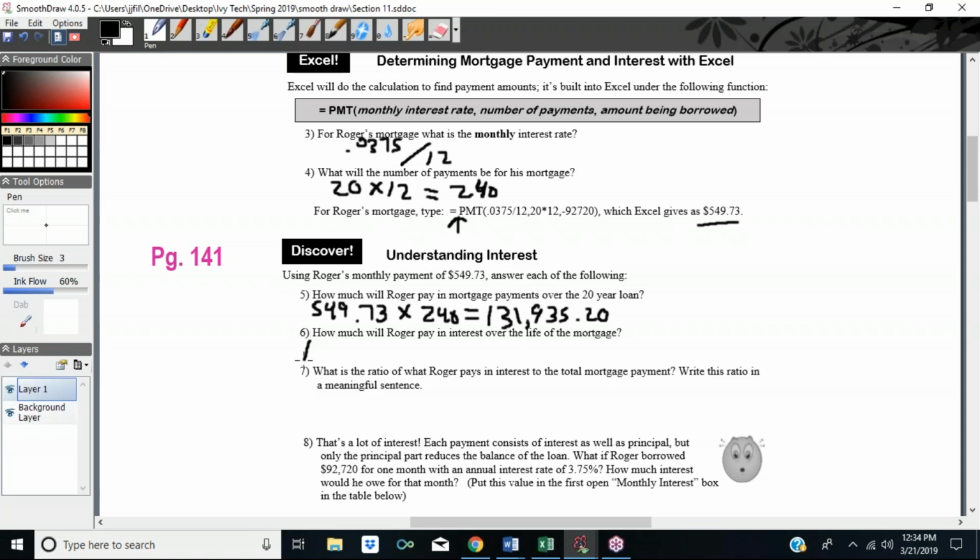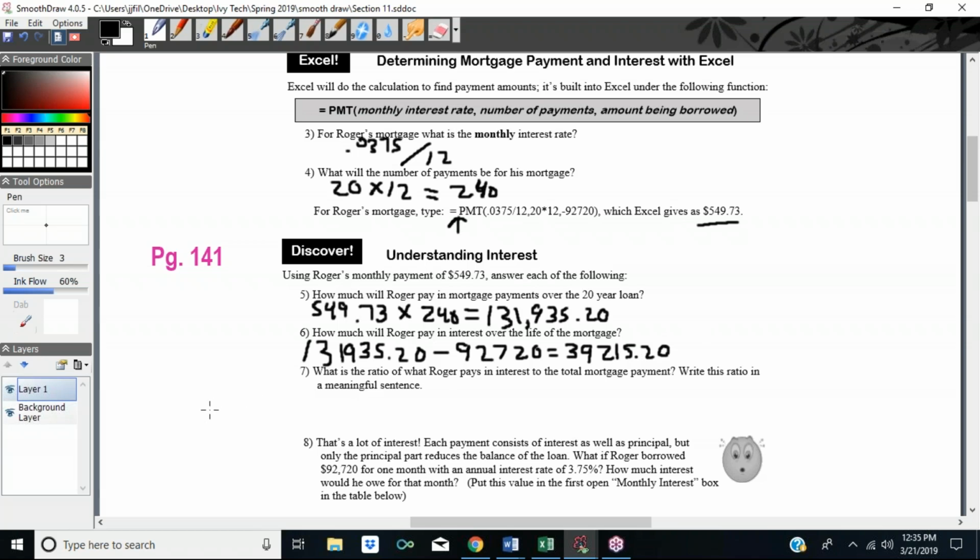So how much interest will he pay? Okay, that's a good question. 131,935.20 minus the 92,720, right? The amount he borrowed. And it looks like, Megan, we're going to go with your answer. We're counting on you to be right. 39,215 and 20 cents. So $39,000 in interest. He wants to know what the ratio of his interest to the total mortgage payment will be. And then it says write this ratio in a meaningful sentence.